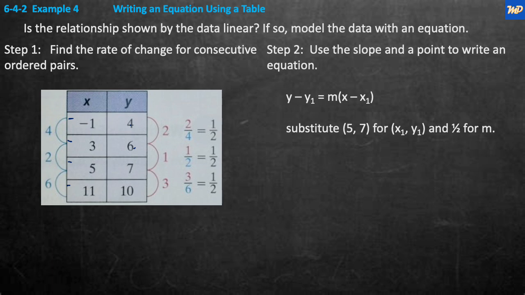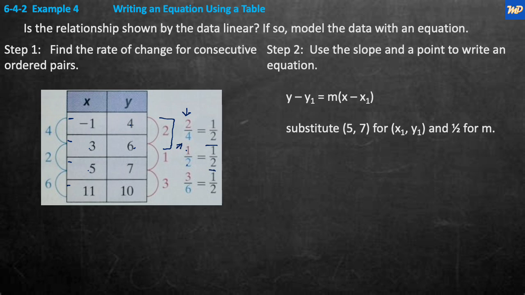So if you do the math on this particular set, between these two, you see it's y of 2, x of 4, and in that case, you get 1/2. Let's do the next one. 7 minus 6 is 1. And on the x side, it's 5 minus 3 is 2. So again, it's 1 divided by 2, or 1/2.